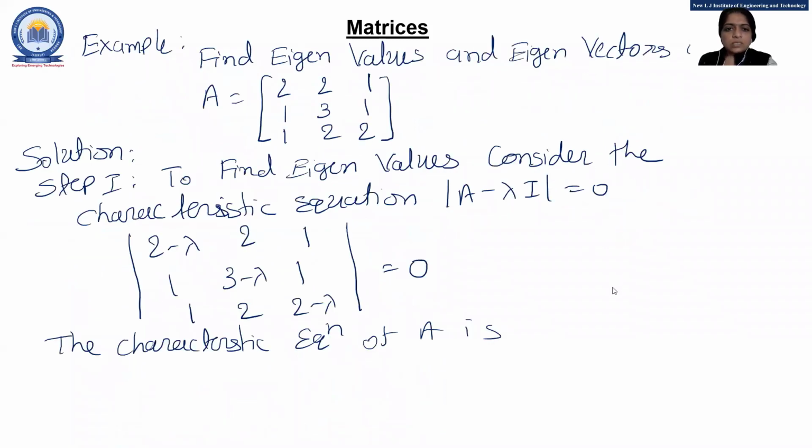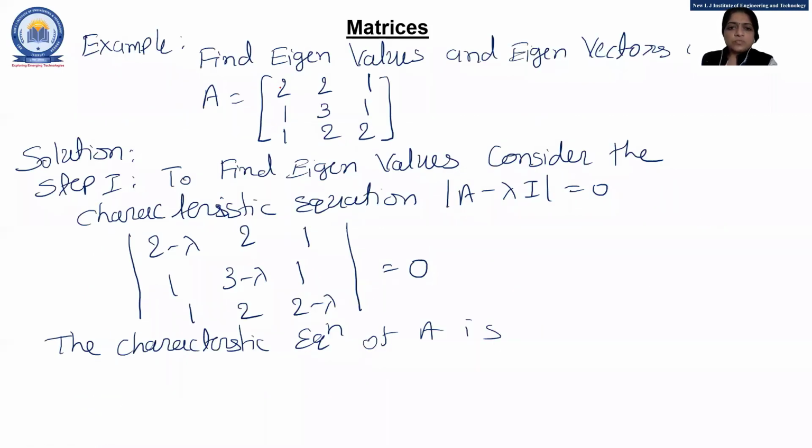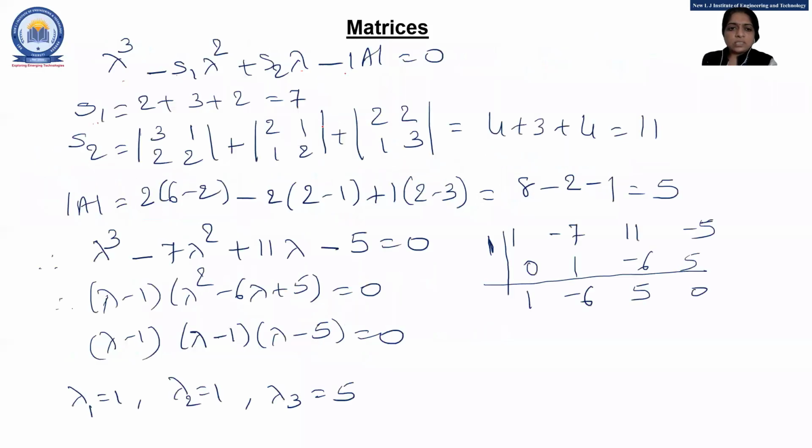Students, this is to find the eigenvalue and eigenvector of A. Same kind of example is this. So let's take a short. See, this is our equation for matrix 3 by 3. This is our characteristic equation. Here value of S1 is the sum of the diagonal elements 2, 3 and 2, that is 7, right? S2 is the sum of the minor of the diagonal elements, right? This is 11 and the determinant is 5.